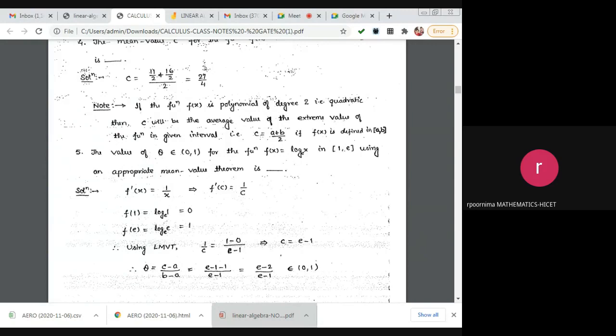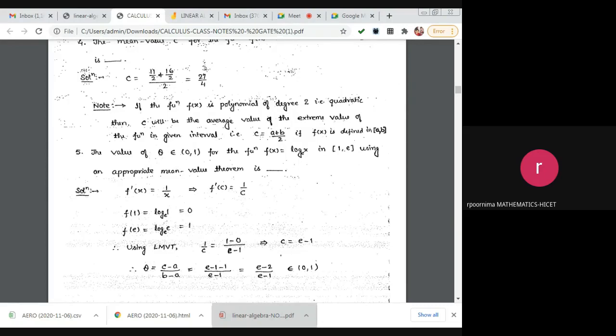Then the next one, the value of theta belonging to the open interval 0 comma 1 for the function f of x equal to log x to the base e in the closed interval 1 comma e, using an appropriate mean value theorem. f dash of x is equal to 1 by x, which implies f dash of c is 1 by c. Then f of 1 is log 1 to the base e, value is 0. Then f of e is log e to the base e, that is 1.